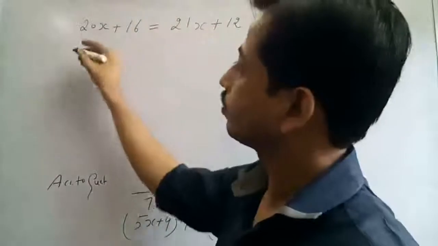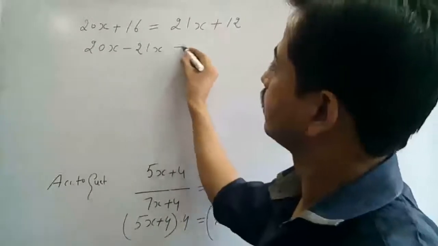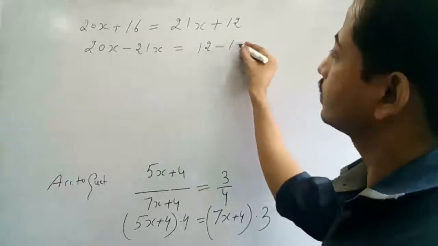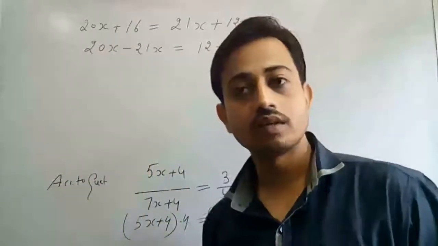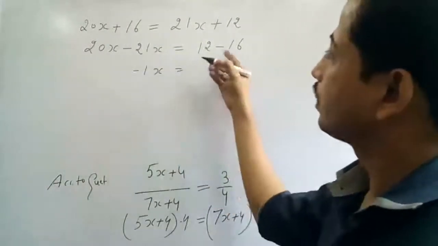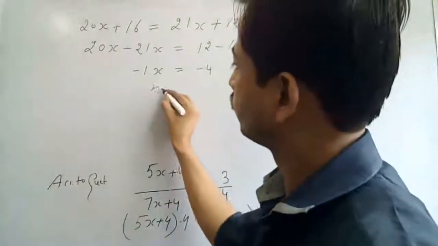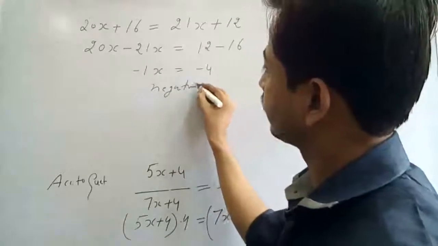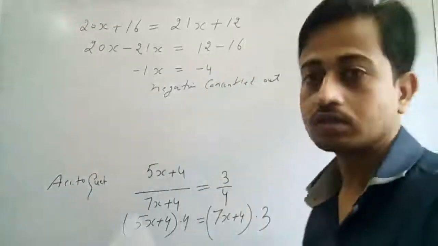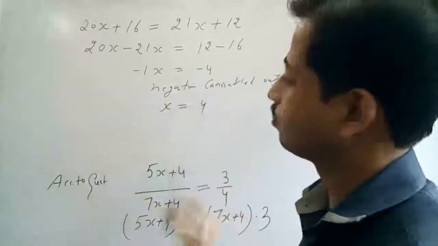Now we have to separate. Take 21x on the left hand side, it becomes negative, 20x minus 21x, and take 16 to the right hand side, it also becomes negative, 12 minus 16. Now 20 minus 21 means we get minus 1x. 12 minus 16 means minus 4. Now the negative cancels out because it is on both sides. So we get x is equal to 4.